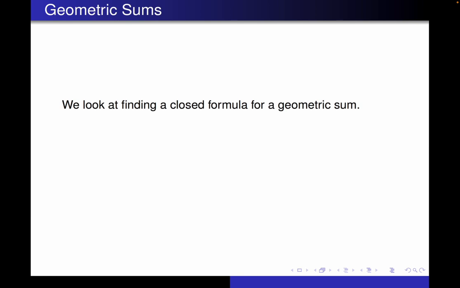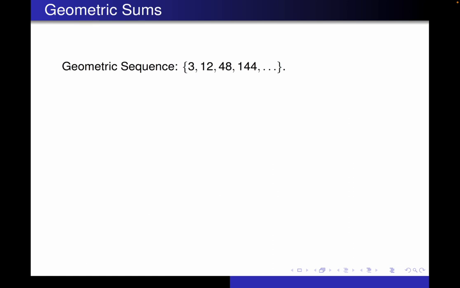We're going to close out this set of topics by talking about geometric sums, and in particular, finding a closed formula for a geometric sum. We're going to follow the same format as we did for arithmetic sums. We're first going to do an example, then we're going to use that reasoning and those strategies to find a general formula.